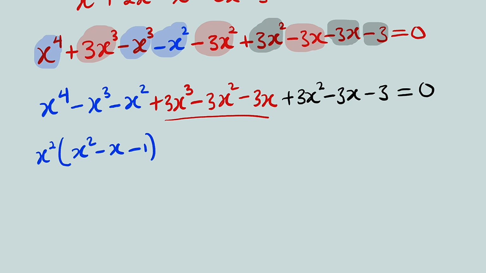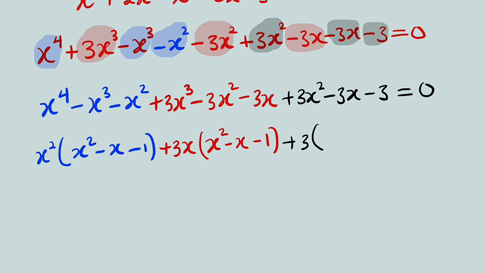Then from here the GCF is 3x, so we factor out 3x. Then inside, from the first term, already 3x is out, we have x squared left. Here we have negative x and we have negative 1. Then the last group, we have 3 outside. Inside we have x squared here. We have minus x and we have minus 1. And the whole of this equal to 0.